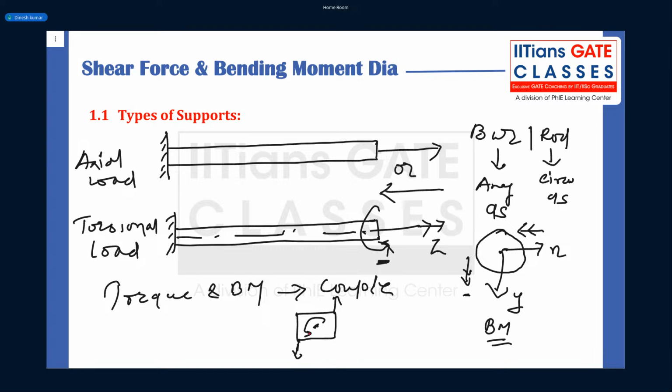Same way, this is about the cross section, right? Now this is a beam, right? Now on this beam, let me draw here, you can apply a point moment, right? A point moment about the X axis, right? Now usually we apply a point moment at the free end, right? Yes or no? So now this point moment is applied about which axis?